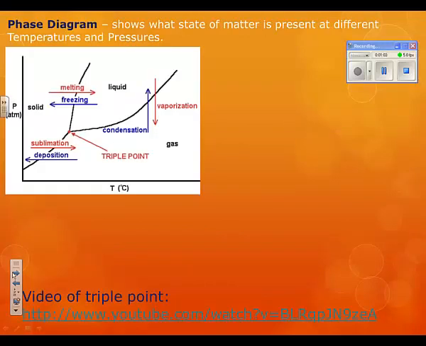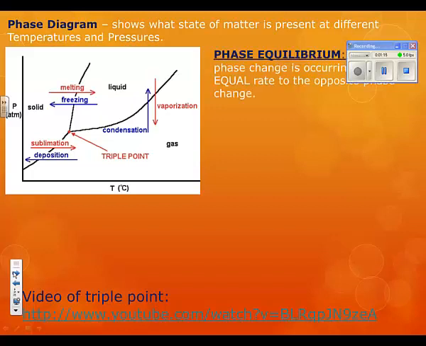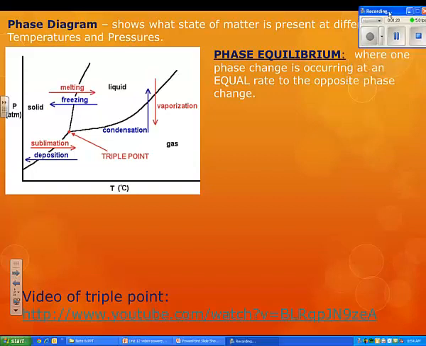Now, phase diagrams. This shows you all the phase changes that can happen, along with the temperatures and the pressures that they will happen at. And you have one of these for every single compound that we can think of. So how to read this, there's three main parts. But first, you got to realize that everything is in equilibrium. This is another term from biology, where one phase change is occurring at an equal rate to the opposite phase change.